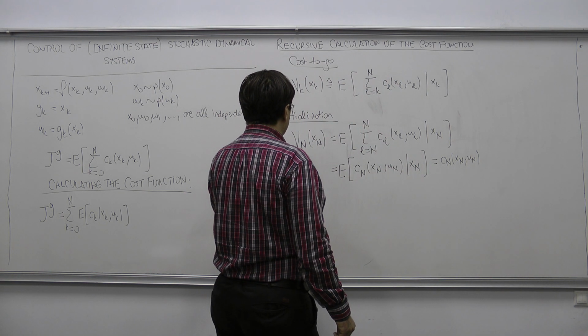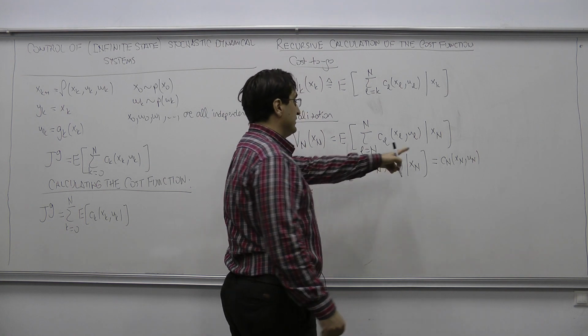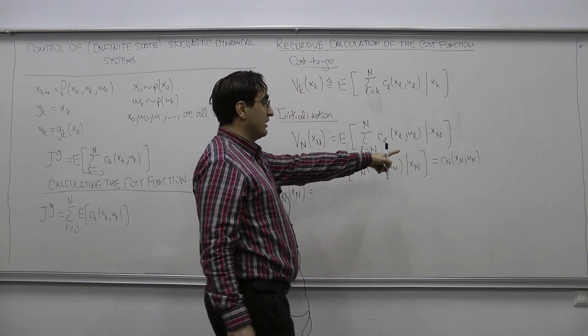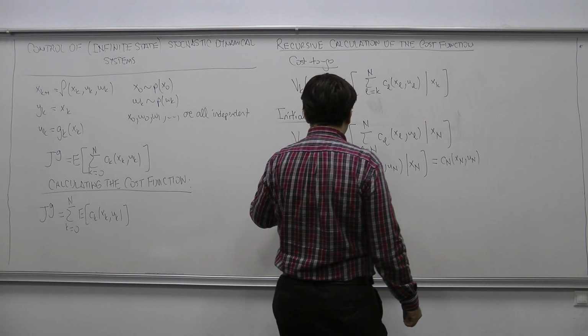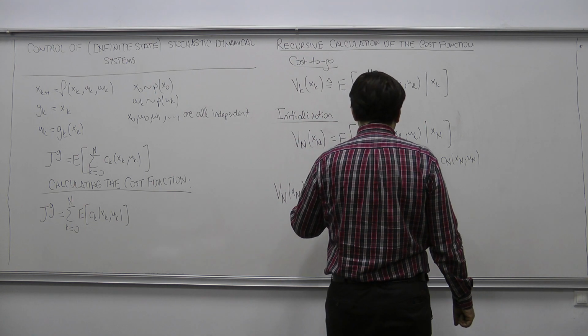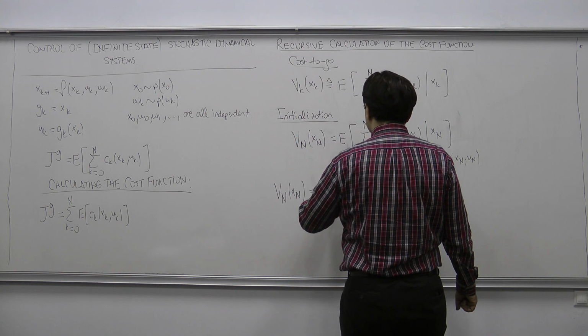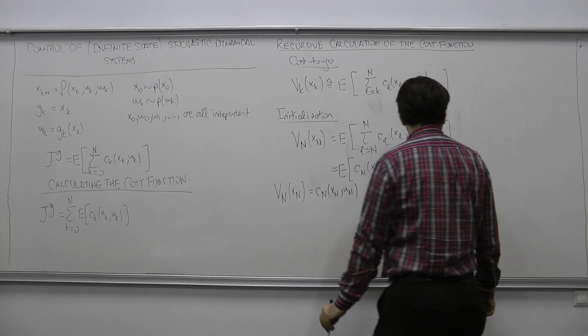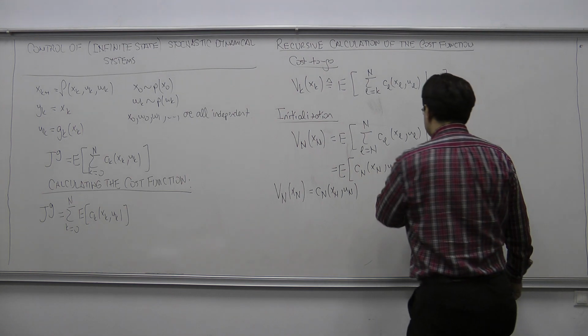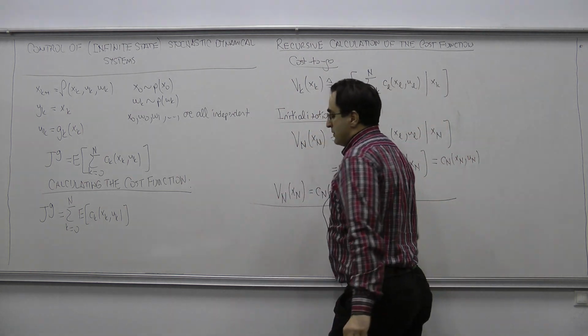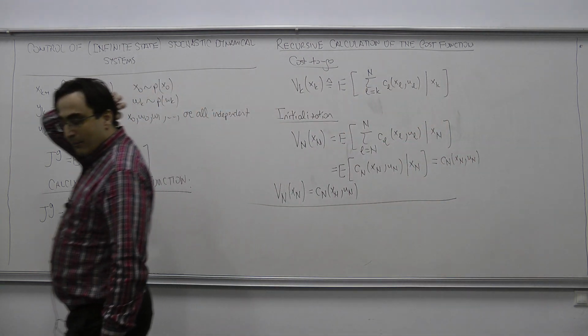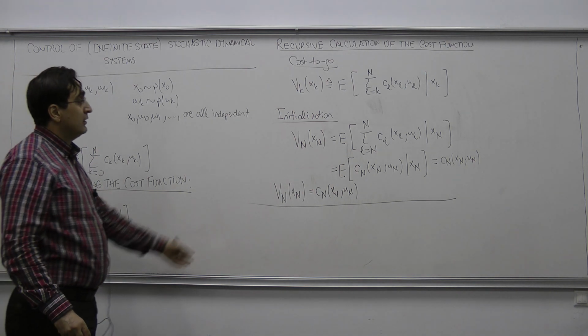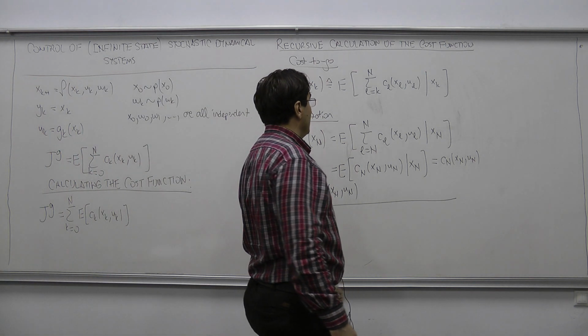Remember, our recursion is backwards, and this is the final time. We are starting these functions from the final time by equating the final cost to go function to the incremental cost itself. Okay? So this is our initialization. Now let us try to come up with a backwards recursion for this cost to go function.